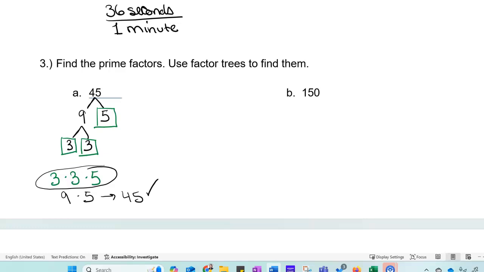All right, go ahead and pause the video and try 150. Get all of your prime factors using the factor tree. Then go ahead and go through the process of checking your answer.